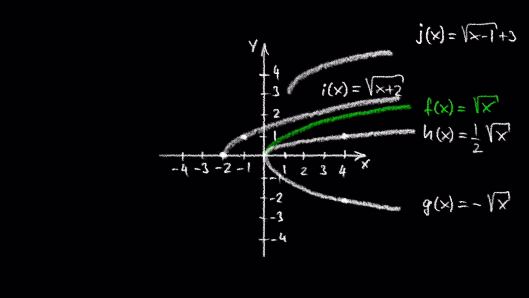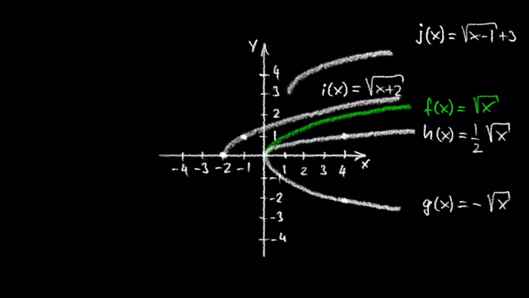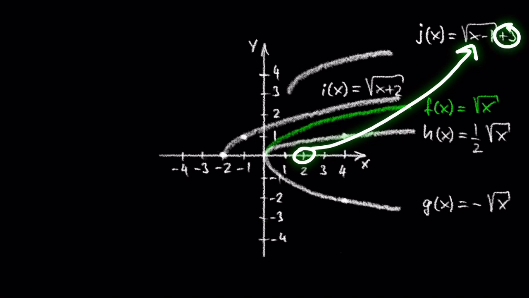Let's do some spot checks anyway. When we plug in a 1, we get 1 minus 1, which is 0, and the square root of 0 is 0. 0 plus 3 is 3. So this point is correct. When we plug in a 2, we get 2 minus 1, which is 1, and the square root of 1 is 1. 1 plus 3 is 4. So this point is also correct.